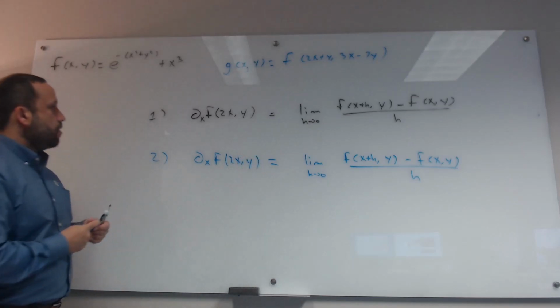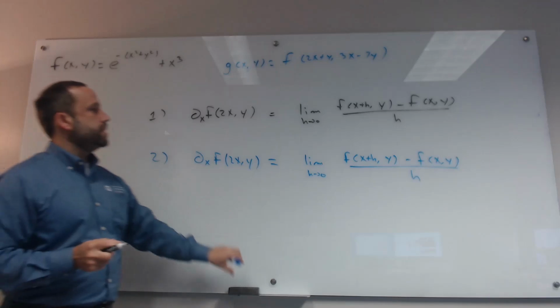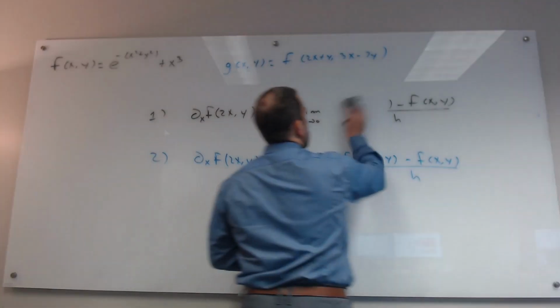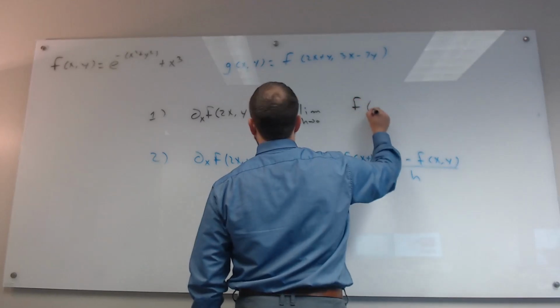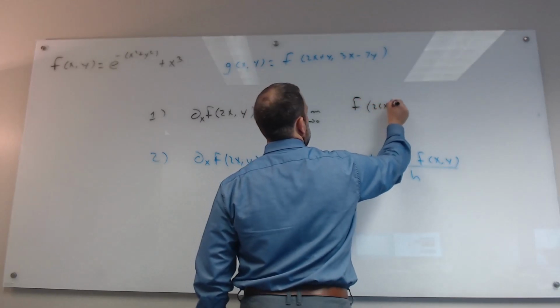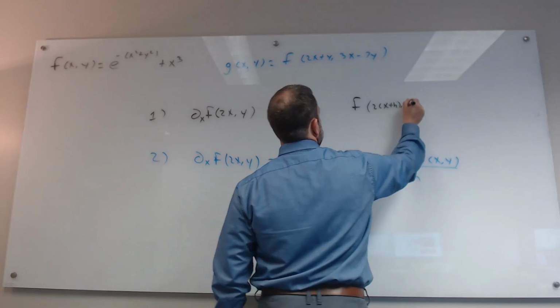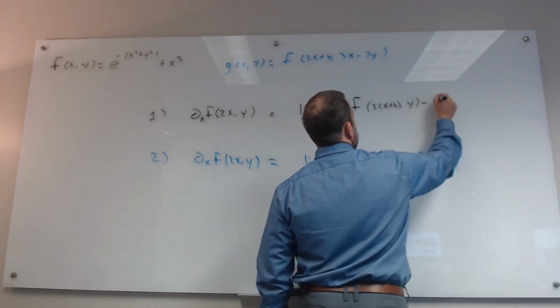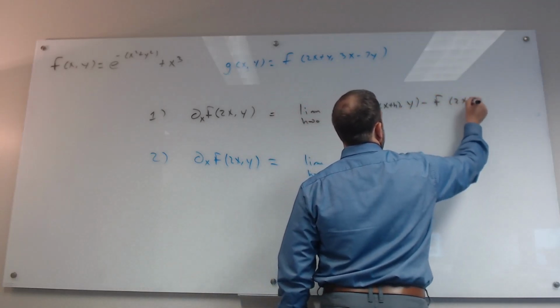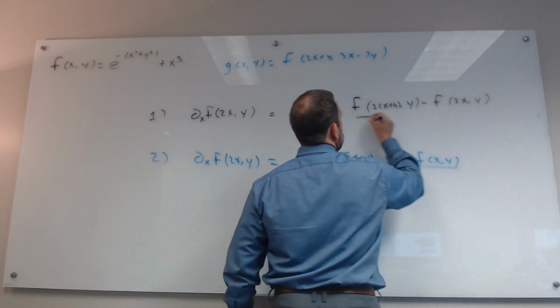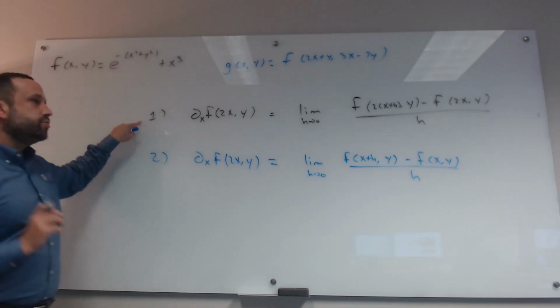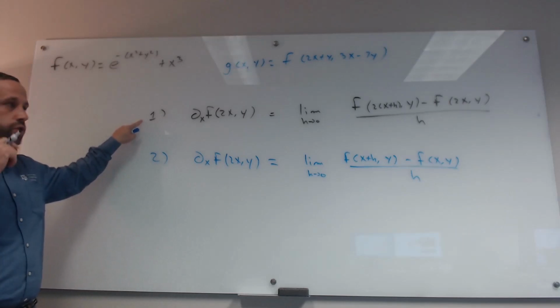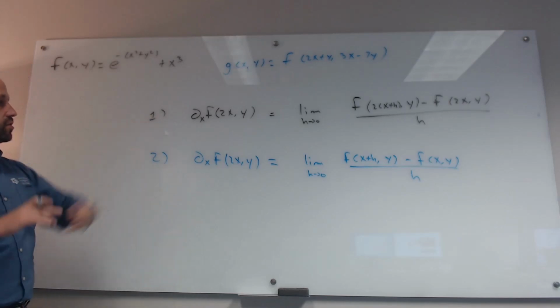Okay, now in this notation here, wherever I see an x, I'm going to replace it with x plus h. And so I'm going to have f of (2x plus h, y) minus f of (2x, y) over h. If I just mean to replace wherever I see an x in the difference quotient with x plus h, this is what I get.